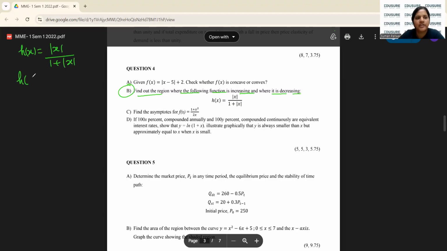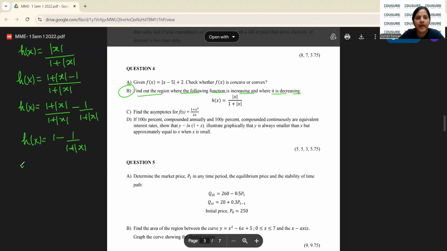So, we can actually write it as (1 plus mod x minus 1) divided by 1 plus mod x. So h of x can be written down as (1 plus mod x) divided by (1 plus mod x) minus 1 upon 1 plus mod x. So h of x is 1 minus 1 upon 1 plus mod x. Okay. So now we use the property of absolute values.